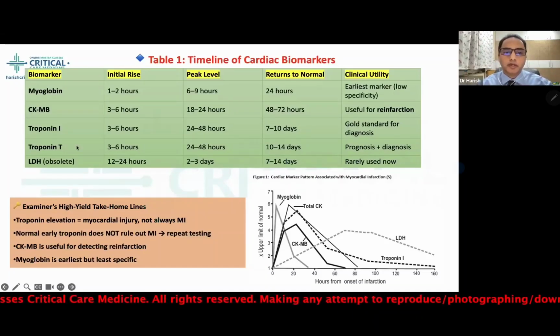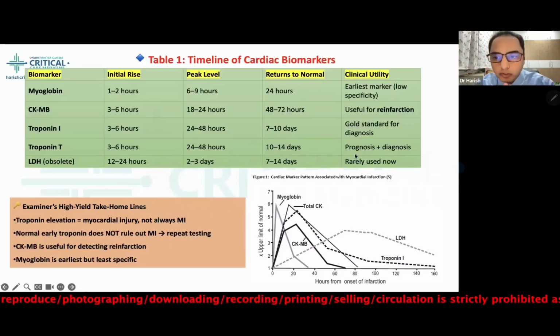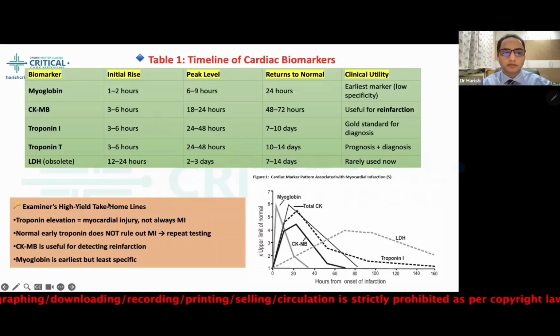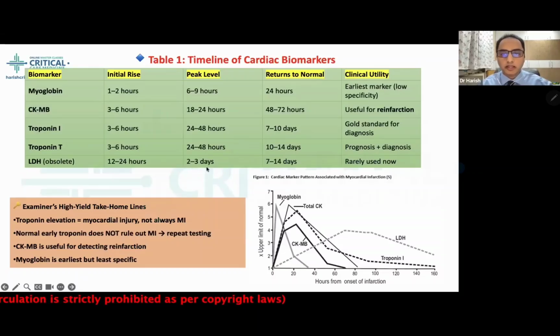Troponin T follows the same pattern, but persists a little longer, 10 to 14 days, which helps in both prognosis and diagnosis. LDH, nobody does the LDH for MI nowadays. Initial rise is at 12 to 24 hours, peak in 2 to 3 days, and return to normal in 7 to 14 days. It is rarely used nowadays. So this is the LDH pattern.